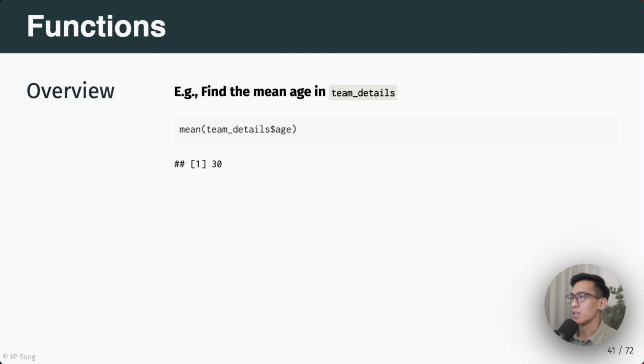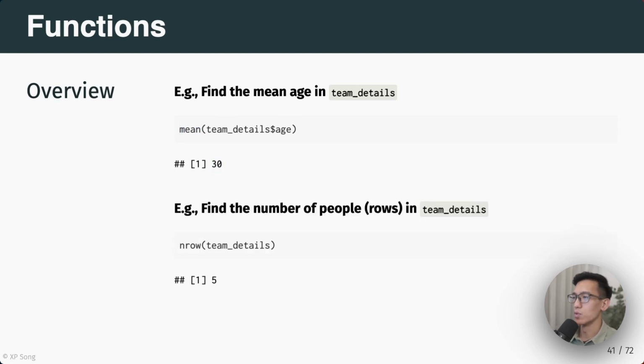There are also a wide variety of statistical functions that come pre-installed with base R. For example, we can find the mean age of people in team details using this function called mean, and that would find the average age of 30. We can extract the number of rows of a data frame as well. You may refer to your notes for a longer list of basic functions in R.